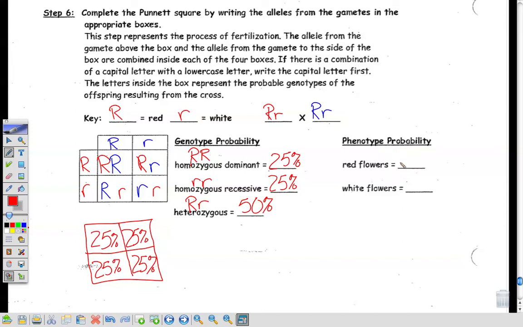And now our phenotype probability. So this is what it looks like. So now we know what red flowers are. Red flowers are going to be the combination of homozygous dominant and heterozygous, and white flowers are just homozygous recessive. So red flowers, this is red, red, and red, so that is 75%. And our white, there's only one box, so that's 25%. And what you notice about these numbers is that they should always add up to 100. So if they don't add up to 100, then you have an issue.